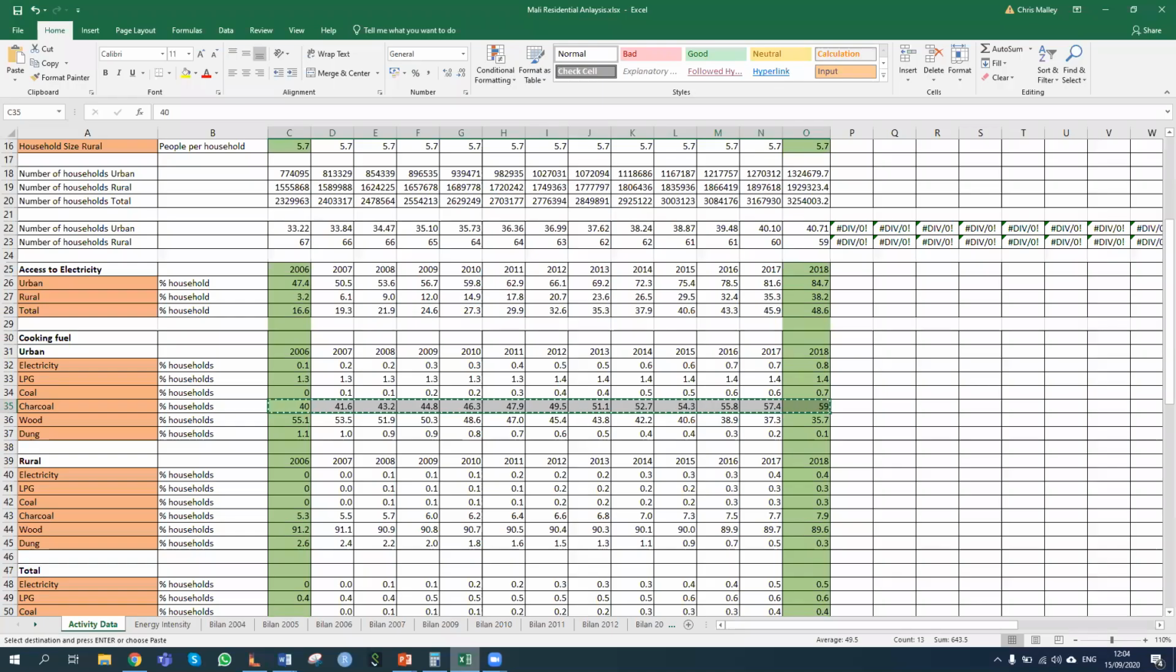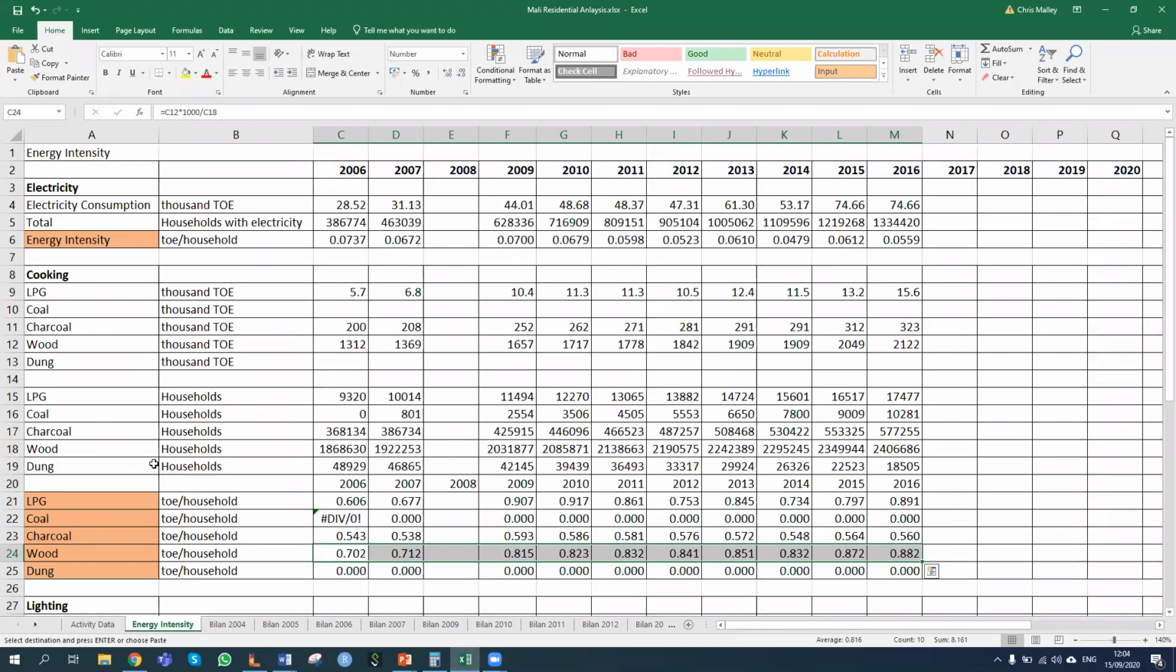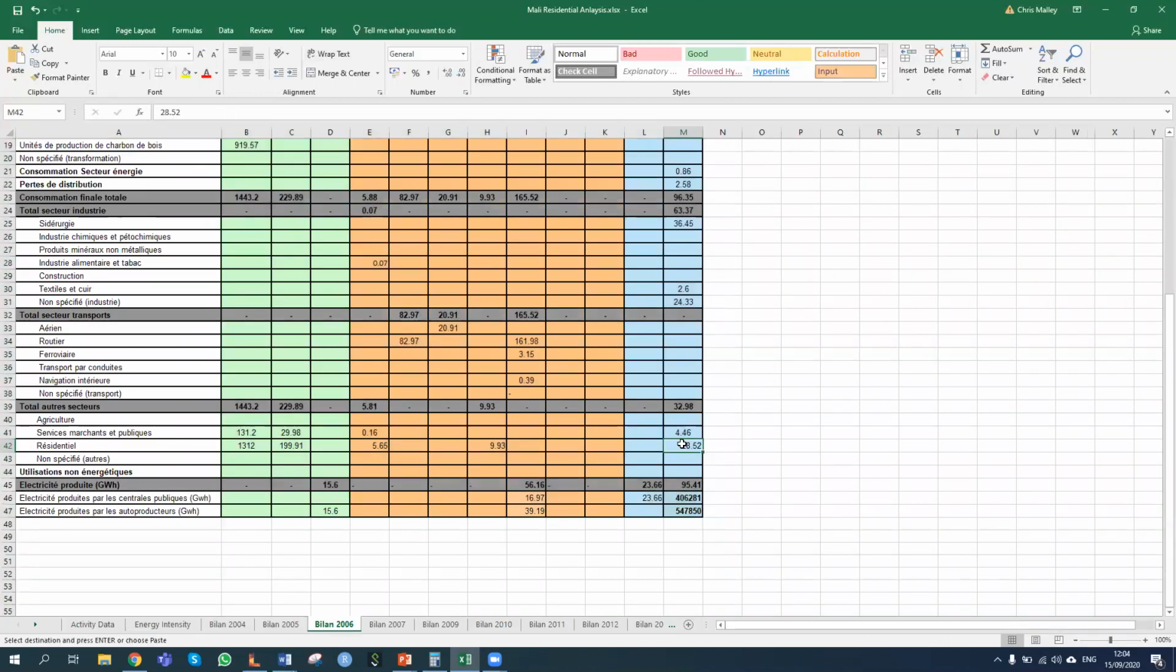As we looked at in the PowerPoint, the second part of calculating the energy consumption and the emissions is then the energy intensity. The energy intensity we've calculated by taking the total energy consumption from the energy balance. So if we look at the value for 2006, the total electricity consumption was 28,000 tons of oil equivalent. That's taken directly from the energy balance, the electricity consumption in the residential sector.